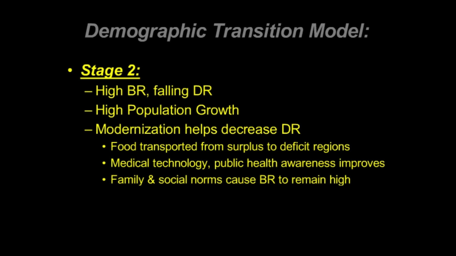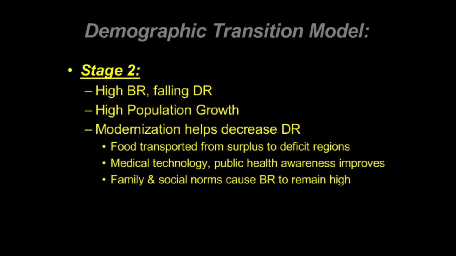Another thing: when we see this high birth rate but falling death rate, you would think that the birth rate would then fall immediately as well. The problem here is that, okay, death rates are falling, but if your mother and her mother had 8 kids, then the idea would become normal. It's what you're supposed to do.